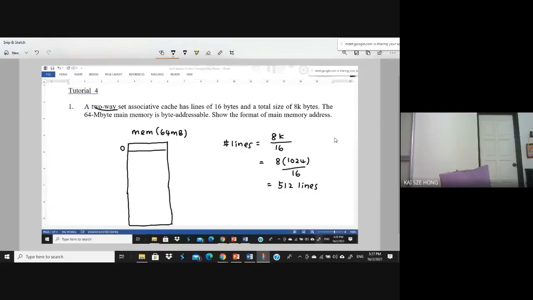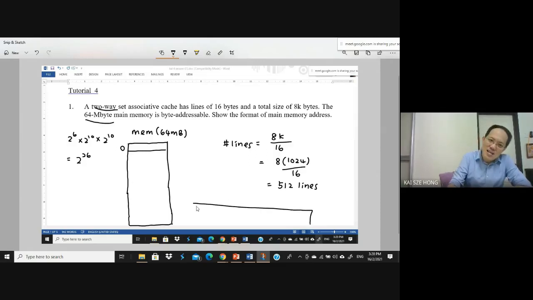Let me go further. Let's say you have 64 megabytes, so how many bits are there? 64 is 2 to the power of 6, multiplied by 2 to the power of 10, multiplied by 2 to the power of 10, then you get 64 megabytes. So totally you have 2 to the power of 26. So 26 bits are required to represent each byte inside memory. So if you draw this out, you tell me how many bytes are there. Definitely 512 lines. So you have to tell me how many bits for each of them.